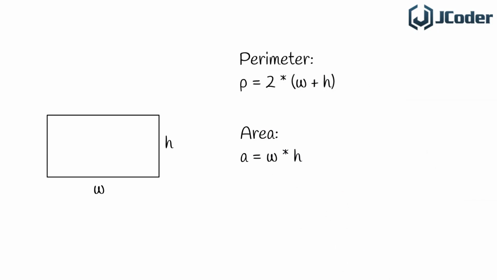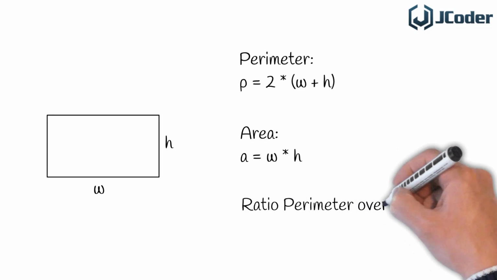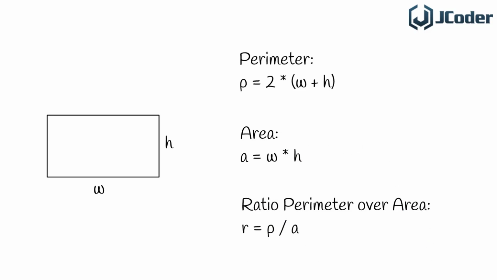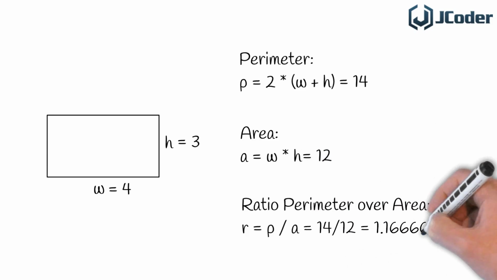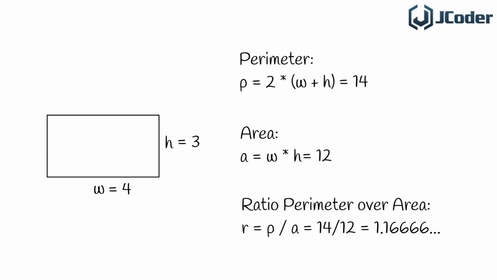And the area is just the width times the height. What we're being asked to print is the value of the perimeter divided by the area. So, for example, for a rectangle of 4 by 3, the perimeter is 14, and the area is 12, and the ratio is 14 divided by 12, which is roughly about 1.17.